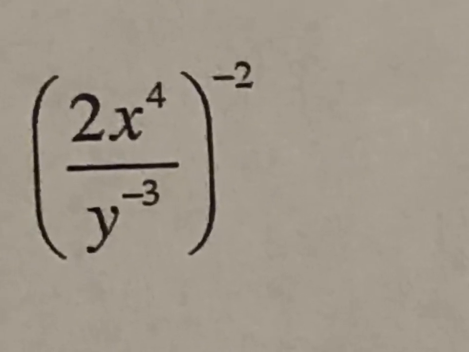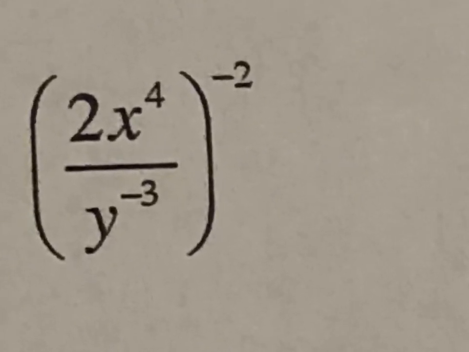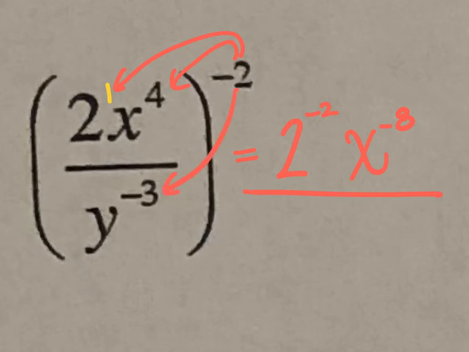And then we might as well do this one while we're here. All right. Let us distribute all the things. So I'm going to add a 1 to that coefficient. Why? Because that way it reminds us that we're going to distribute the negative 2 to all the things. So we get 2 to the negative 2. Distribute again. I get x to negative 8th over, distribute again, y to the 6th.